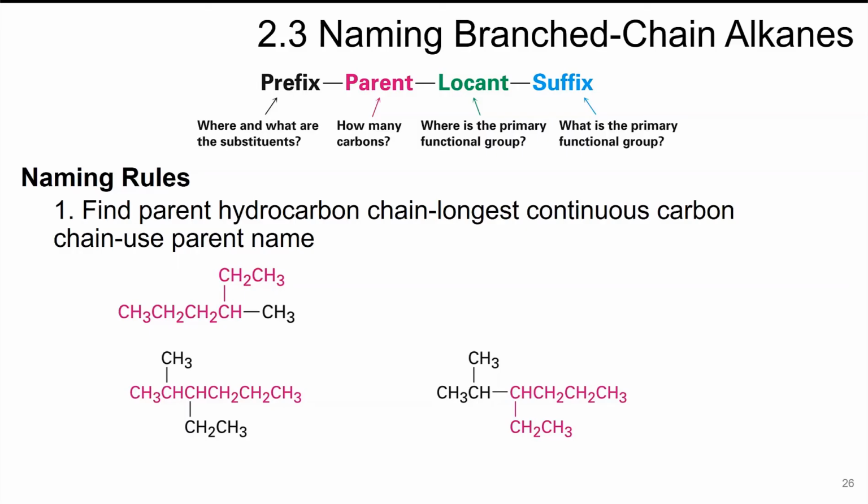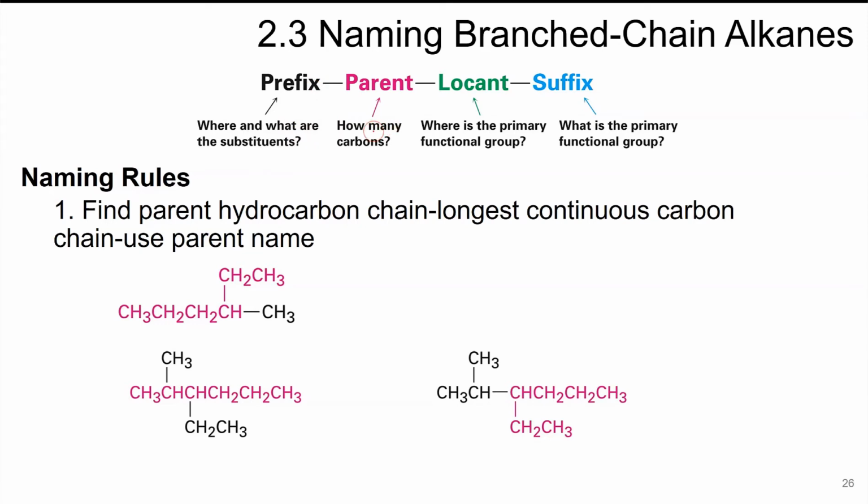Now that you know how to draw the structures, we can go to learning how to name the structures. There's 4 parts to any organic chemistry alkane name. The first is the prefix. That tells you where and what is in the group. So if you have alcohol groups, that's going to give you the address of where things are.